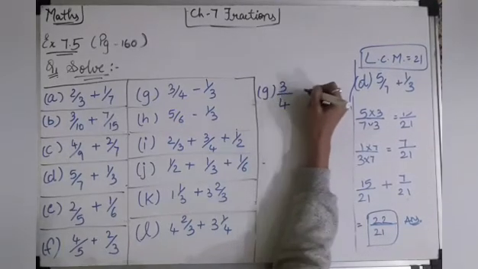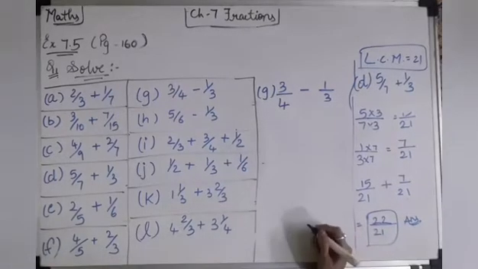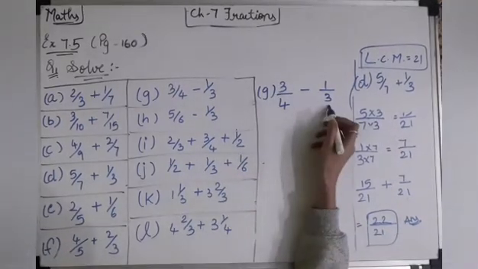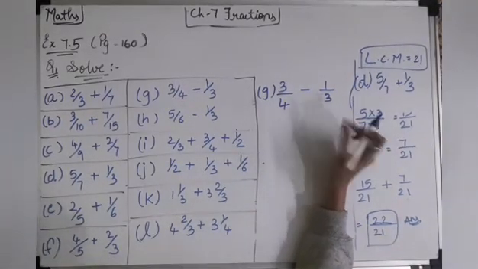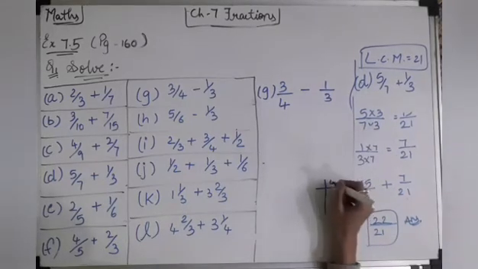3 upon 4 minus 1 upon 3. So as you can see, the denominators are different. Means what we have to do? We have to take out the LCM, right? So 4 and 3.